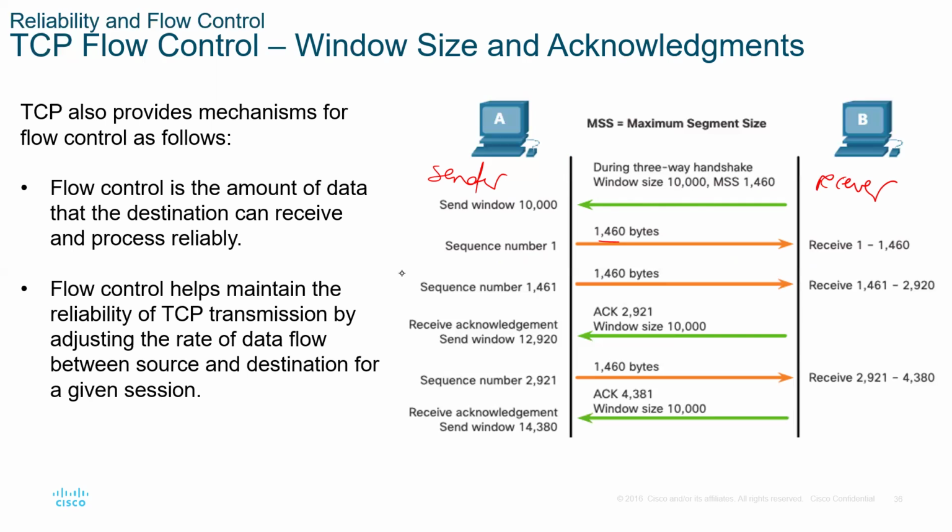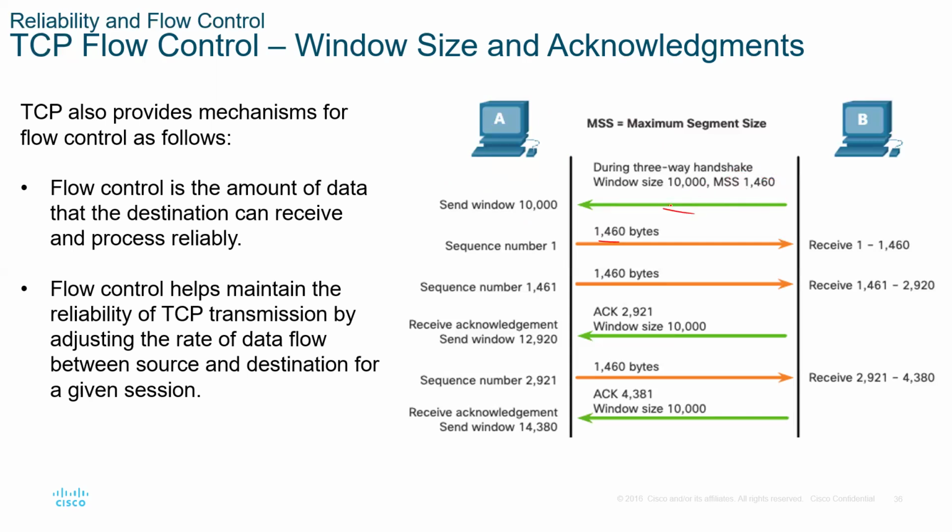The receiver can adjust its window size based on its availability. It can reduce the size to slow down the sender. An acknowledgement is sent with the reduced window size. Let's explain this information using this diagram. Initial window size here is 10,000. Then we have the maximum segment size, which is 1460 bytes. We'll also explain the maximum segment size.